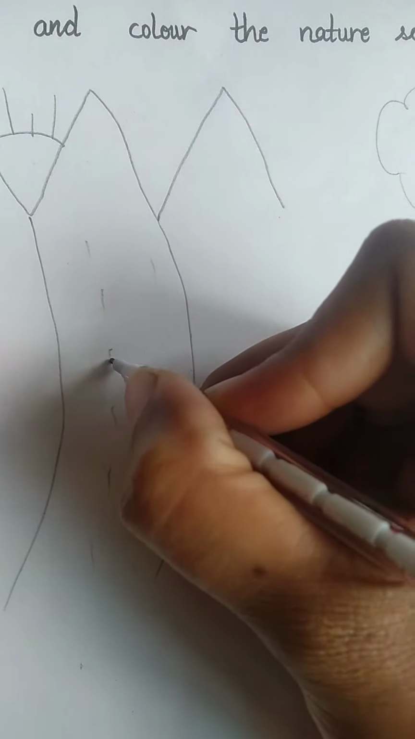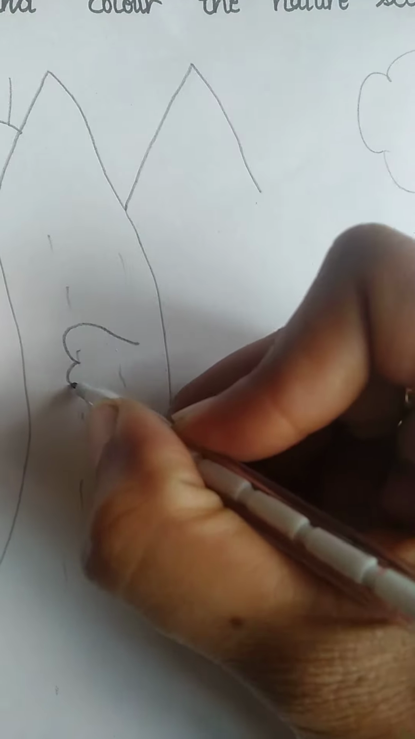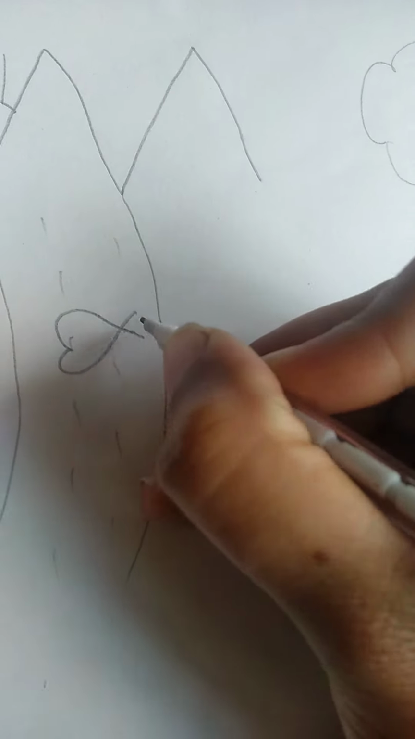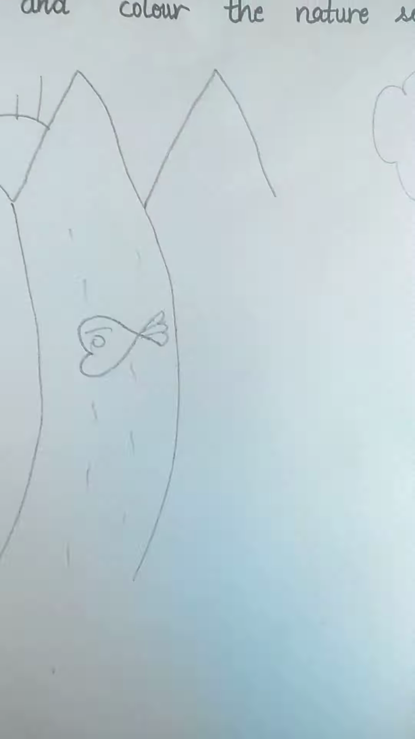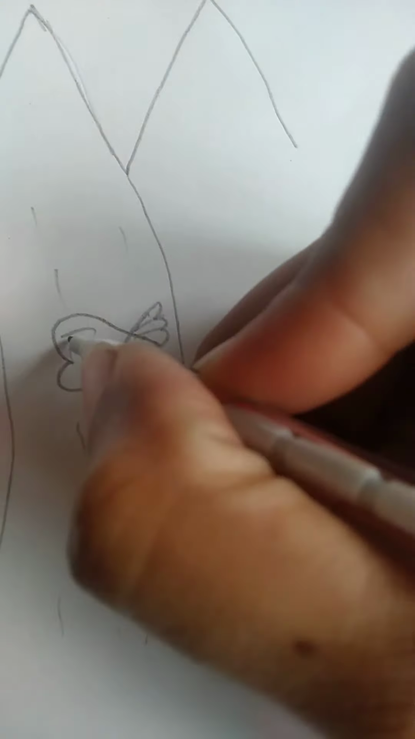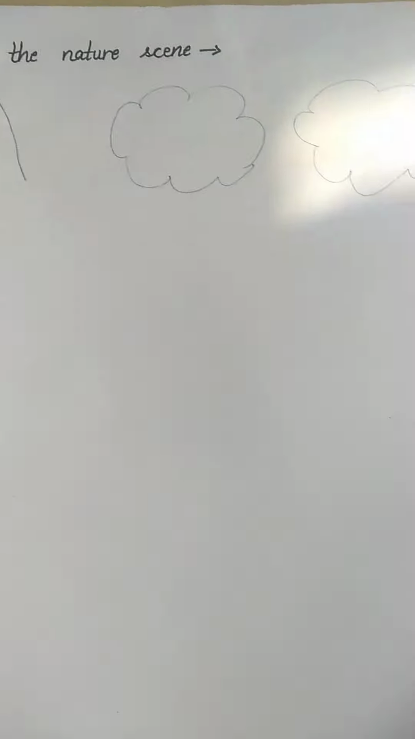After that you can make the fish. पानी में रिवर में फिश होती है ना बेटा. Then you will make like this fish. Okay, after that you will make the hut.